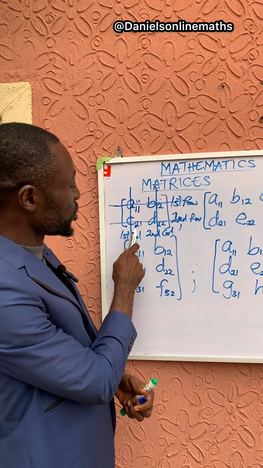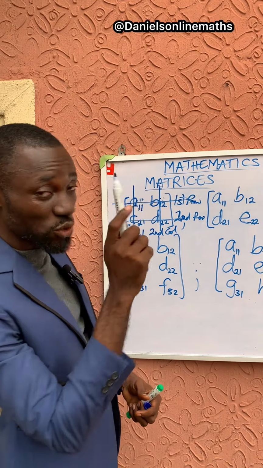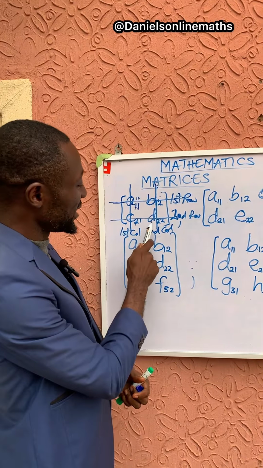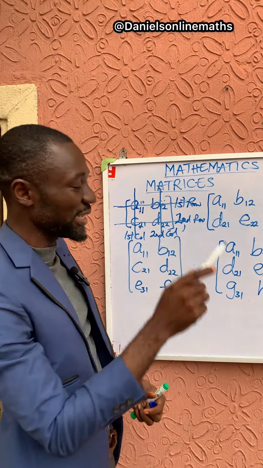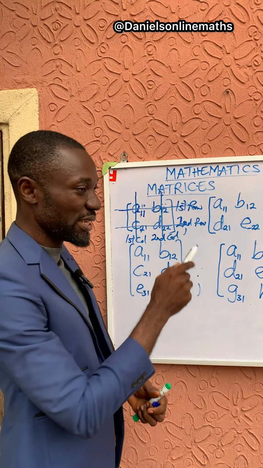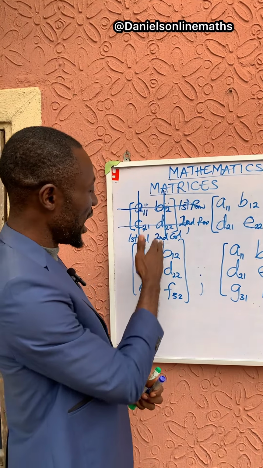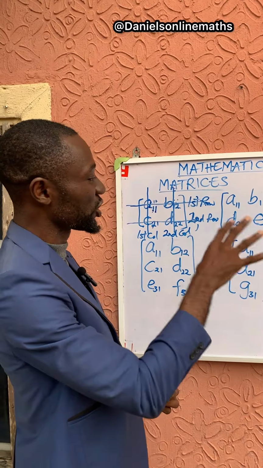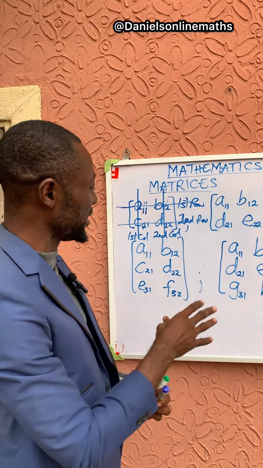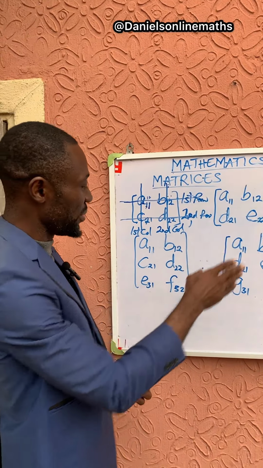C is in the second row, but still in the same first column with A. And D is in the second row, but in the second column with B. So that is how we recognize the positions of elements of matrices. And we can see other examples here.